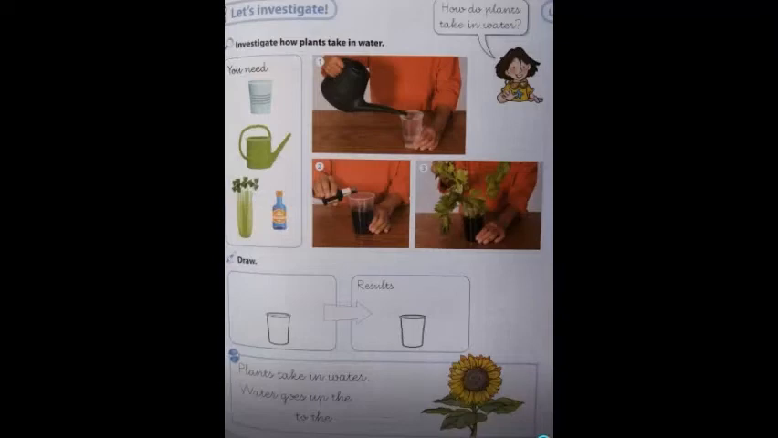And then plants take in water. In number 4, you have plants take in water. Water goes in the to the... Okay, what are you going to write there?